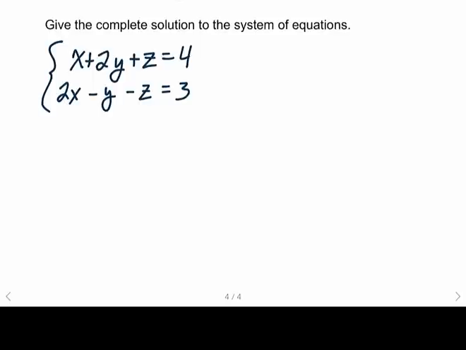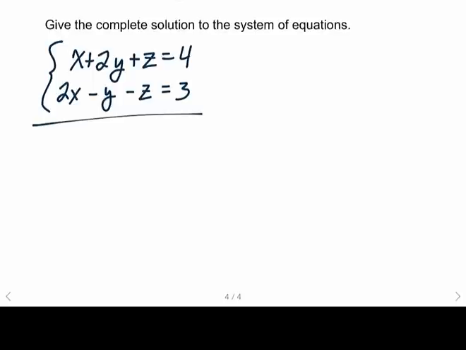Wait a minute, there were only 2 equations. That's right, and 3 variables. Remember what happened when we had 1 equation and 2 variables? If ever you have more variables than equations, you have a dependent system every single time. So what we want to do is still eliminate a variable.